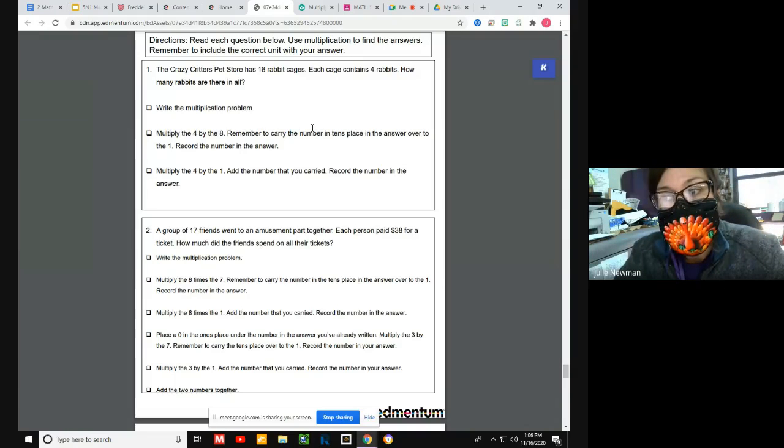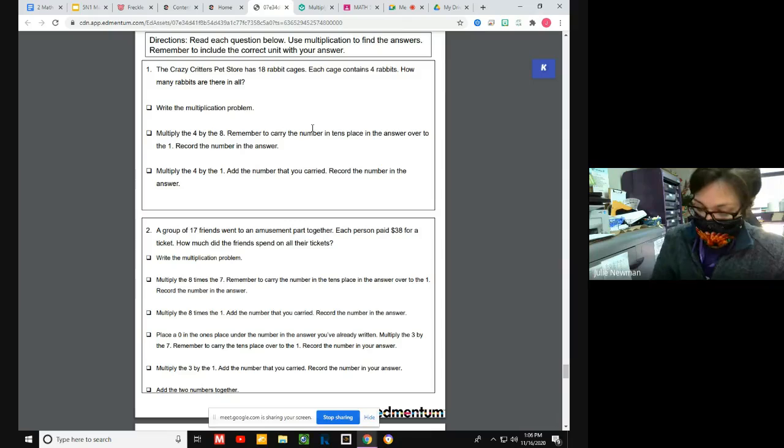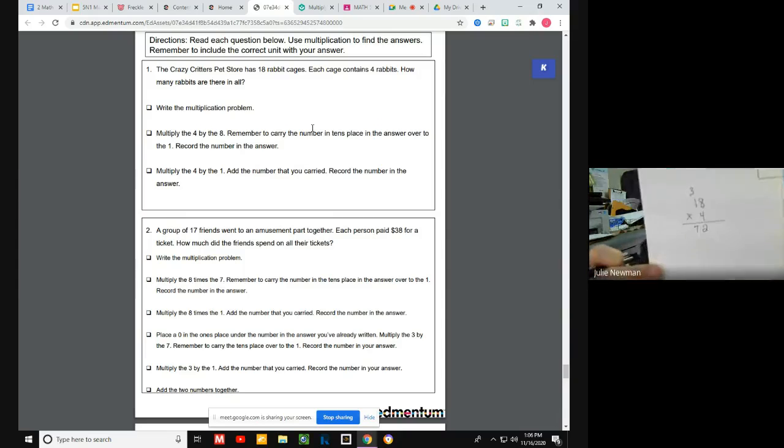Remember to carry the number in the tens place in the answer over to the 1. Record the number in the answer. Multiply the 4 by 1. Add the number that you carried. Record your number in the answer. So 4 times 1 is 4. And we're going to add 3. Which gives us 72.